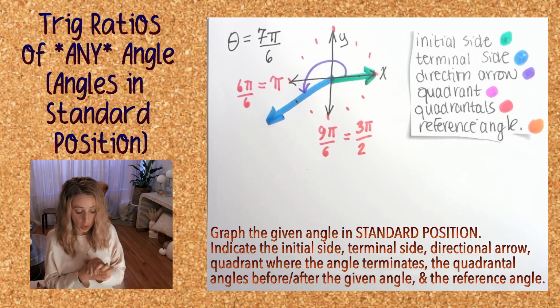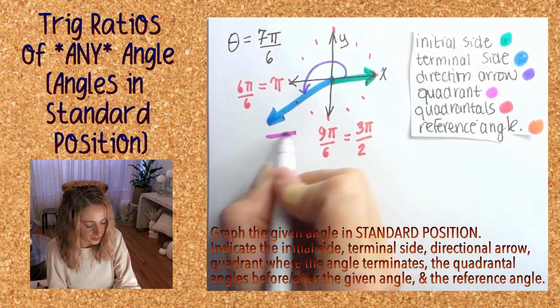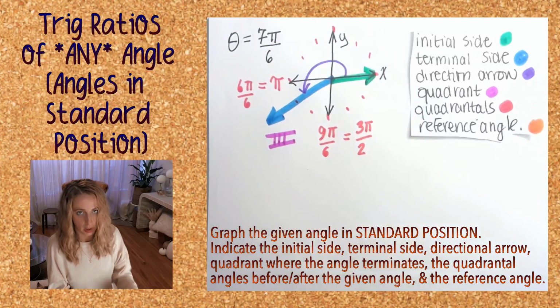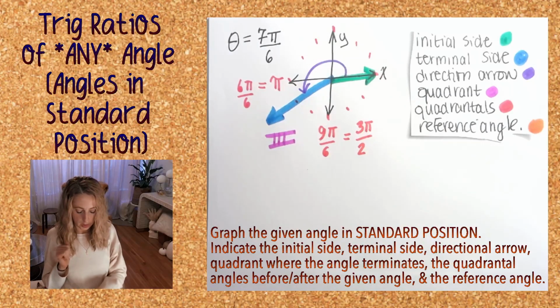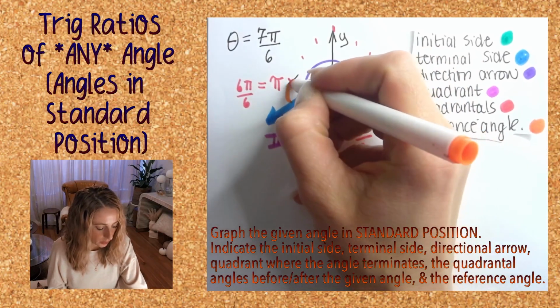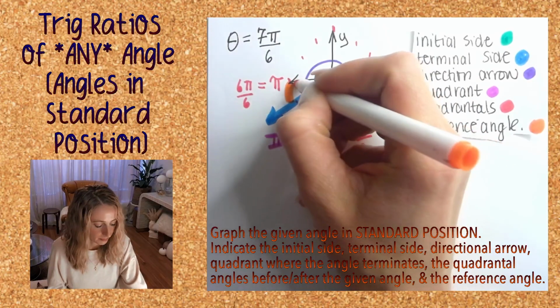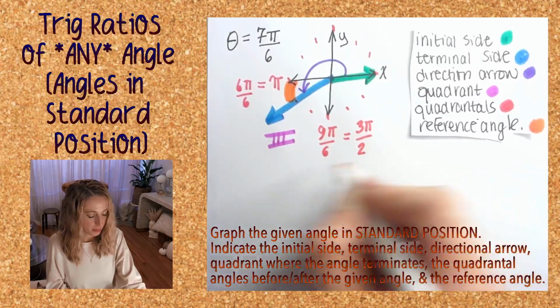Directional arrow, quadrant that the angle terminates in, using Roman numerals because you are not a peasant. 1, 2, 3, there you go. Roman numeral 3, quadrant 3. And last but not least, one of our most important pieces is the reference angle. First, I'm going to indicate it with orange just as a little arc right there. But then I'm also going to find the measure.